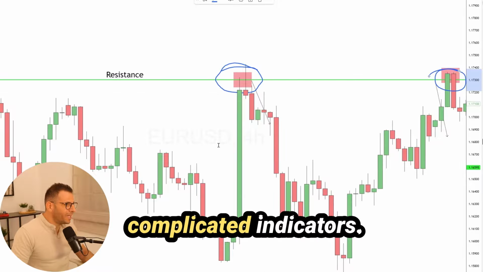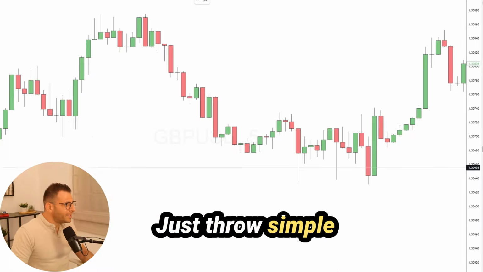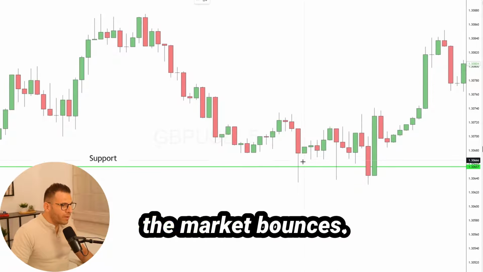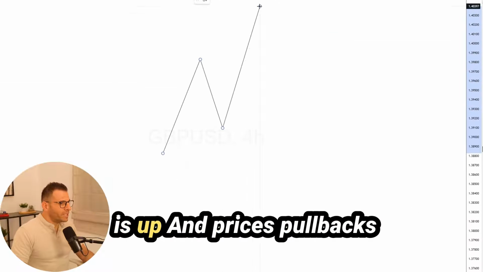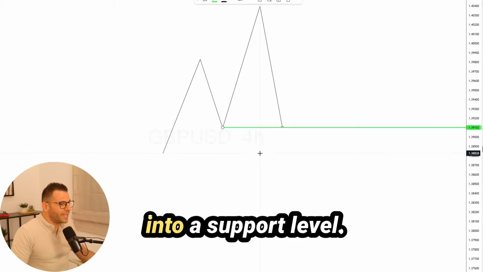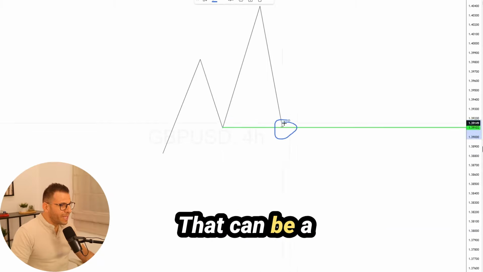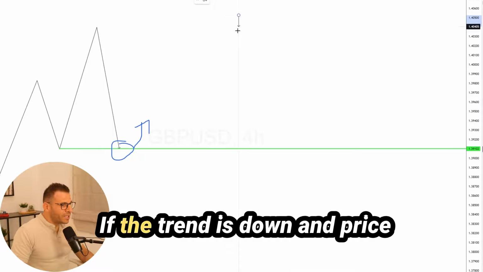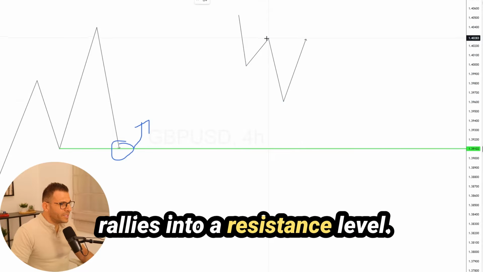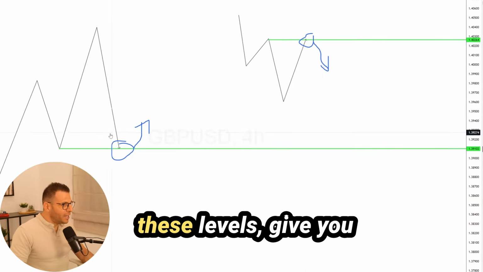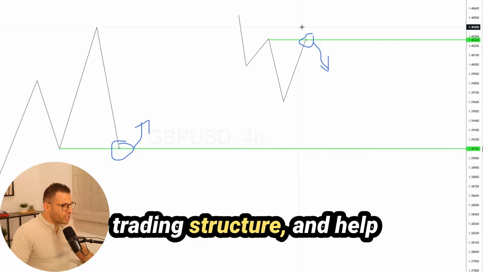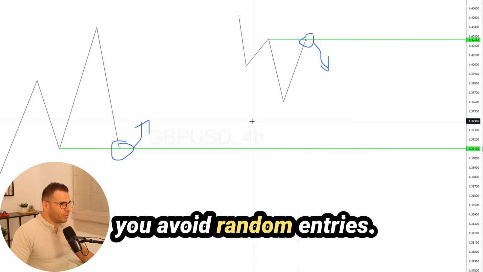Beginners don't need complicated indicators. Just draw simple horizontal lines where the market bounces or where the market reverses. For example, if the trend is up and price pulls back into a support level, that can be a great buying area. If the trend is down and price rallies into a resistance level, that can be a potential selling area. These levels give you trading structure and help you avoid random entries.